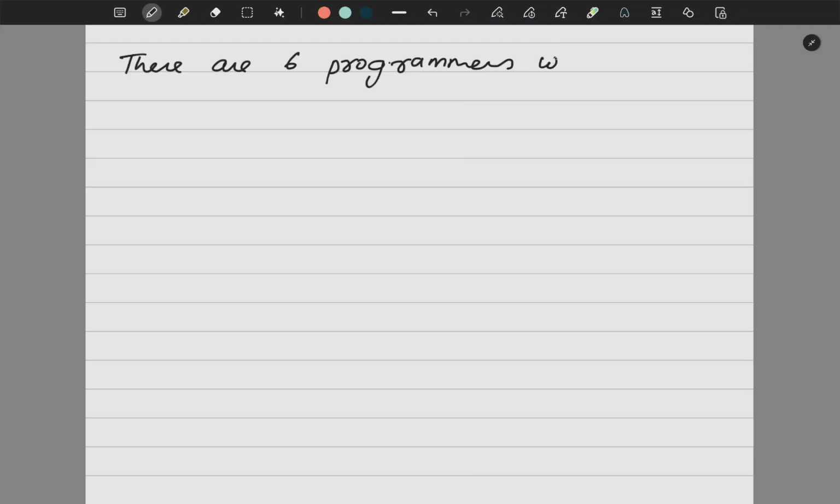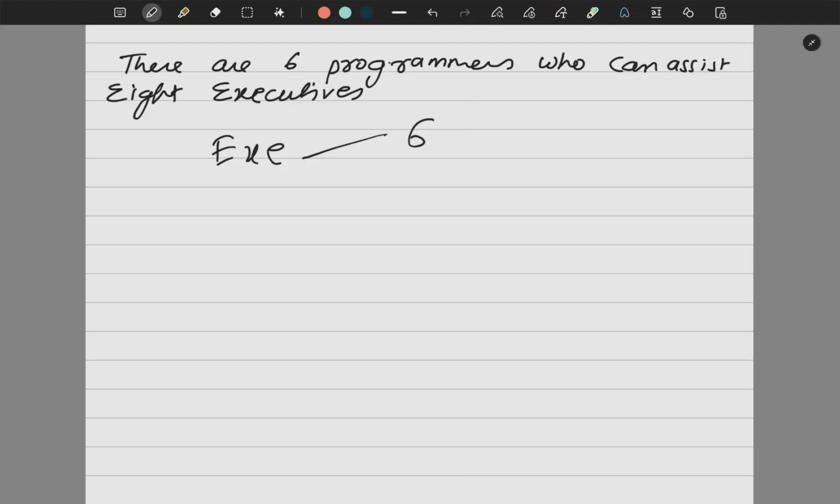Okay, who can assist executives, 8 executives. In how many ways can the executives be assigned? So executives I am assigning to 6 programmers. This is the question, so that at least one executive should have one programmer, meaning none of the boxes is empty.